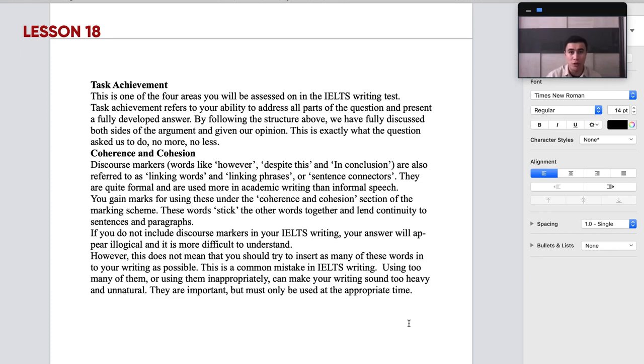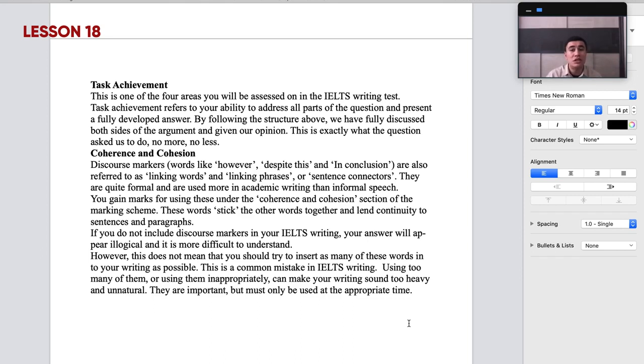So, first of all, discourse markers. These are words like however, despite this, and in conclusion. They are also referred to as linking words and linking phrases or sentence connectors. They are quite formal and are used more in academic writing than in formal speech. You gain marks for using these under the coherence and cohesion section of the marking scheme. These words stick the other words together and lend continuity to sentences and paragraphs.